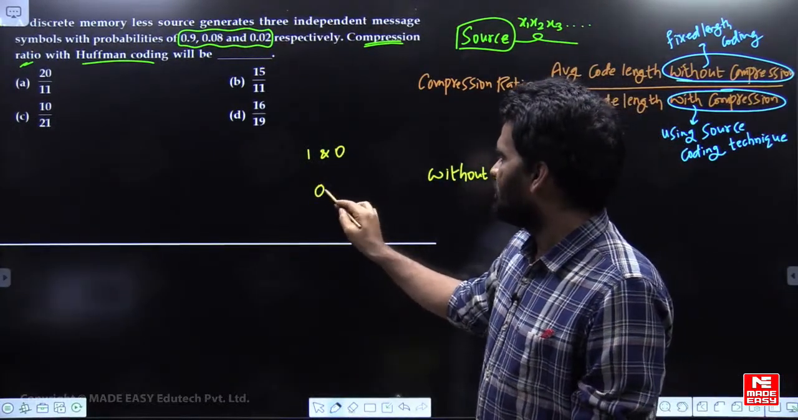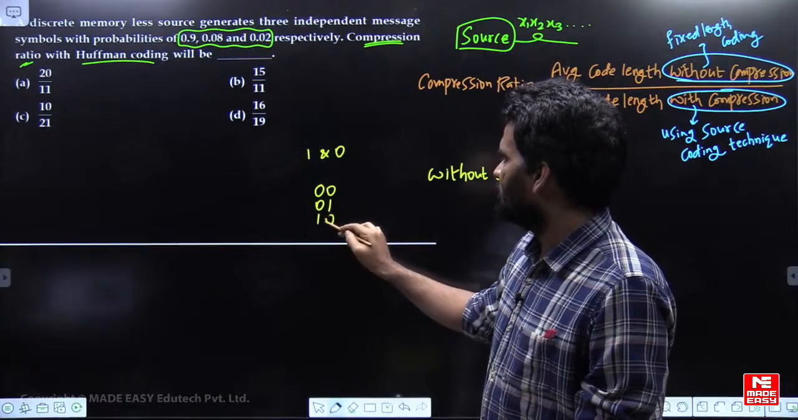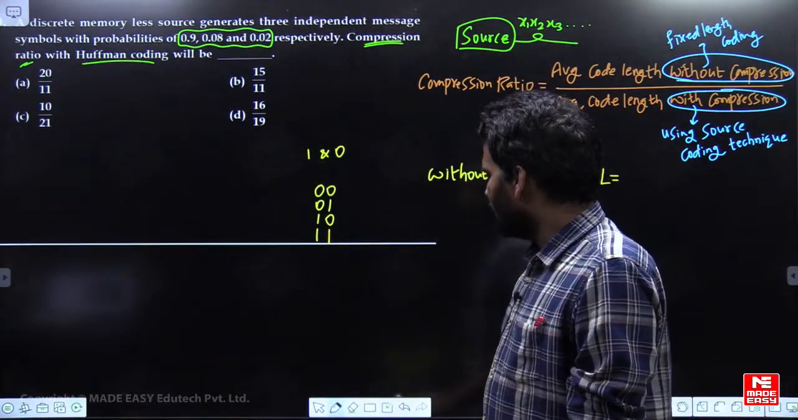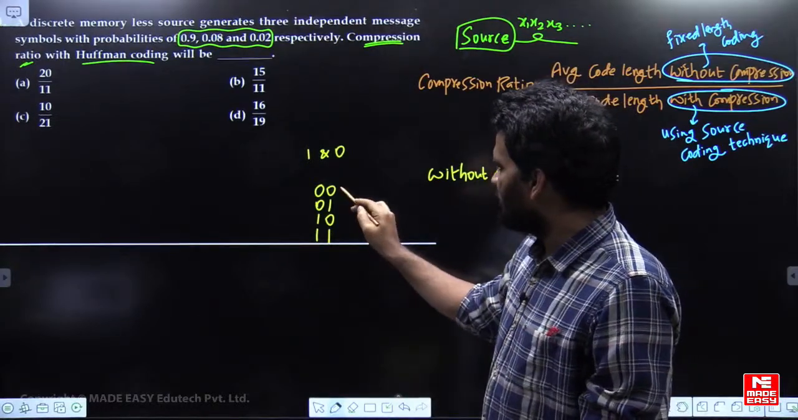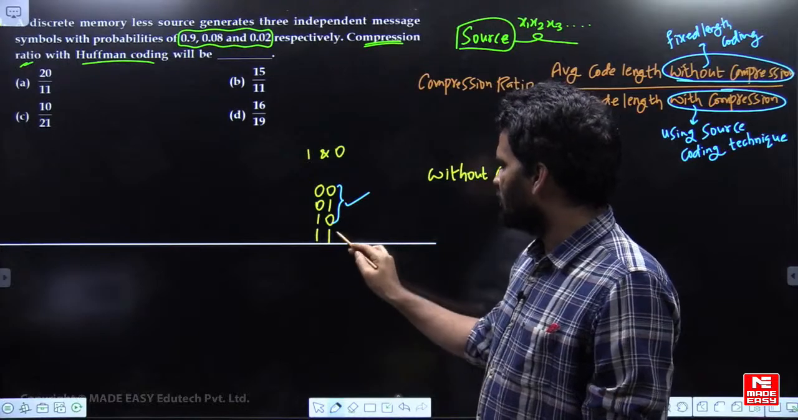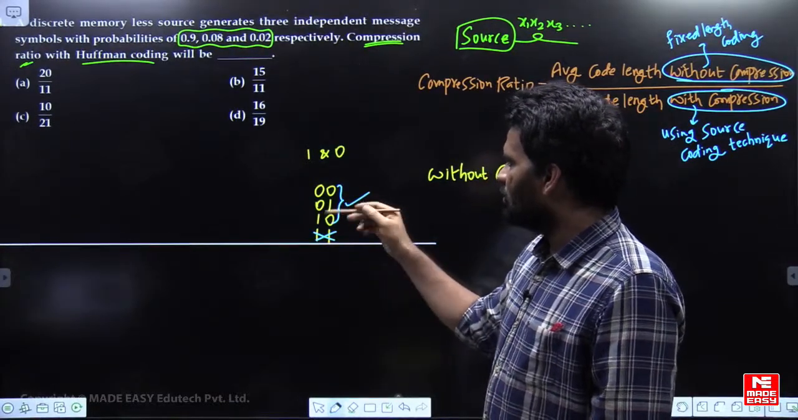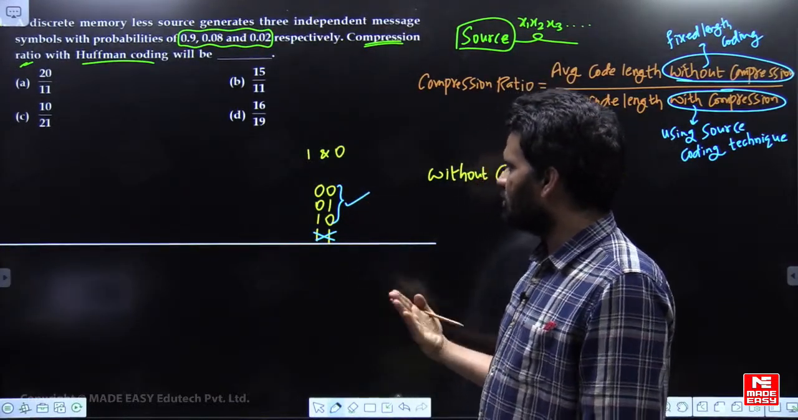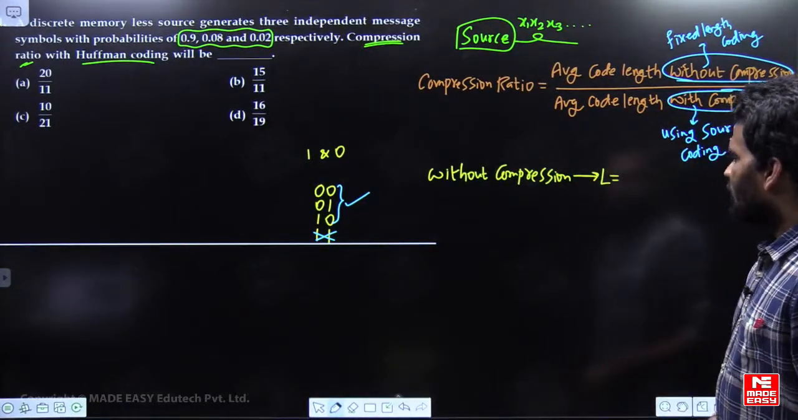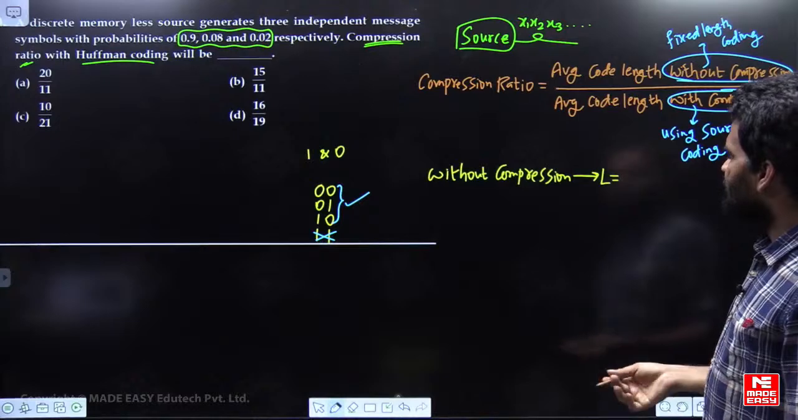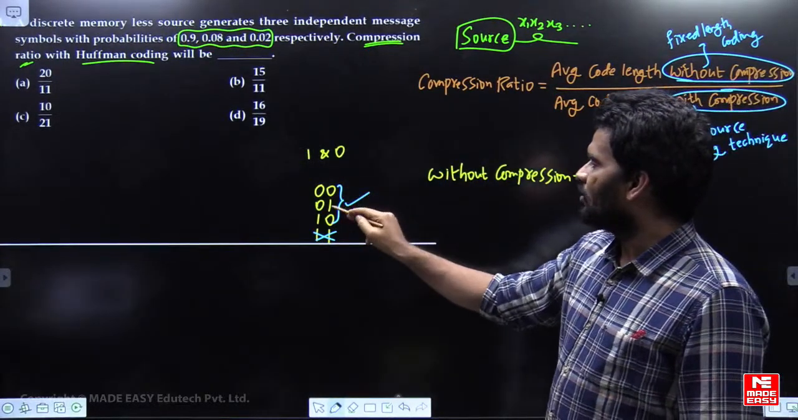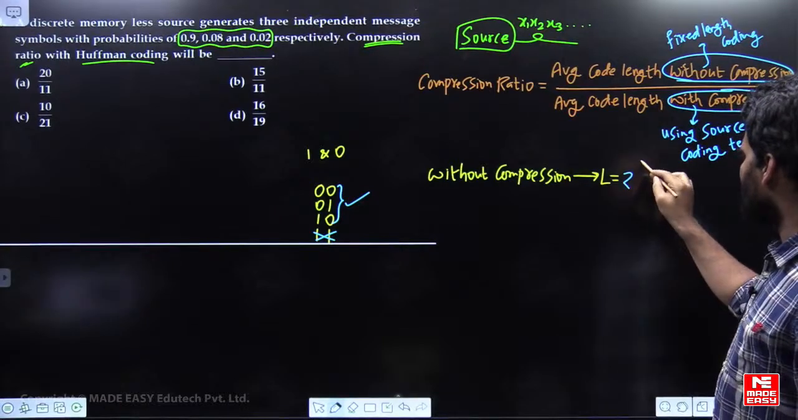With the help of 2 bits, 4 binary codes are possible. Among these 4 available binary codes, we take 3 to do the coding and discard 1 code. So altogether, without compression, averagely each symbol is represented by 2 bits. So it is 2 bits per symbol.